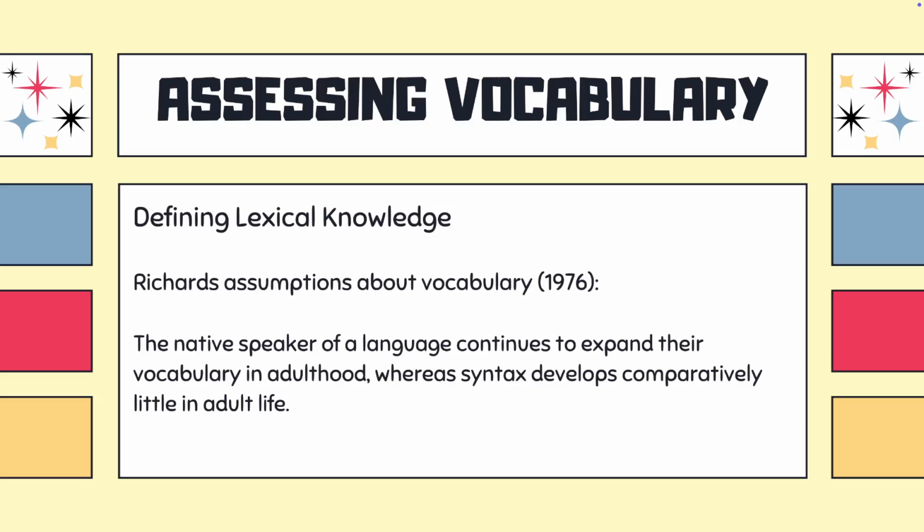Let's define lexical knowledge. So from Richards, and Richards has a lot of assumptions I'm going to share. The first is that a native speaker of a language will continue to expand their vocabulary as they get older. But syntax develops comparatively little in adult life. So as a child, native speakers we're talking about here, you learn your grammar quite young, but your vocabulary continues to grow and grow and grow for the rest of your life. And you should notice that the older you get, probably the more complex vocabulary knowledge that you have.